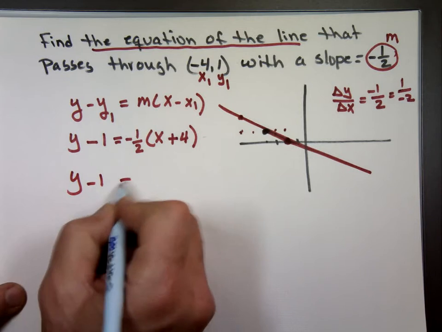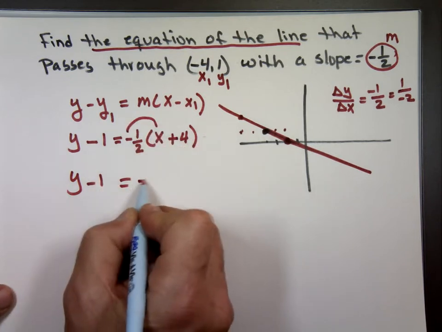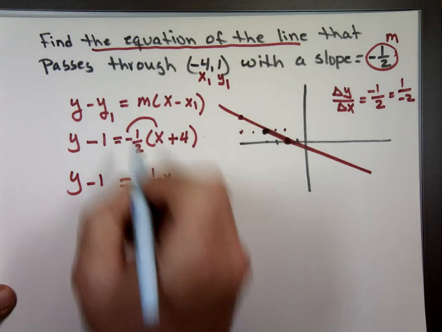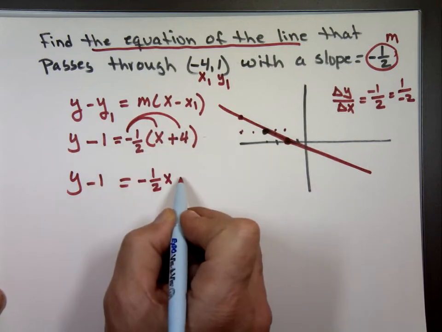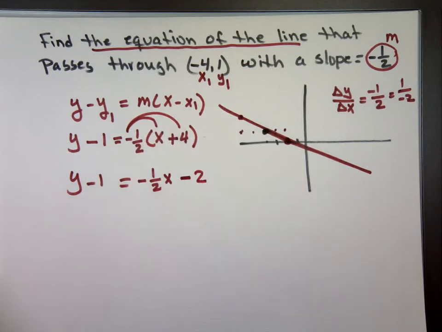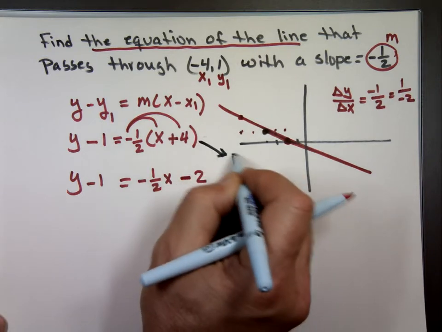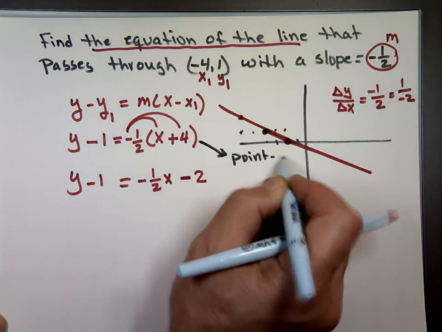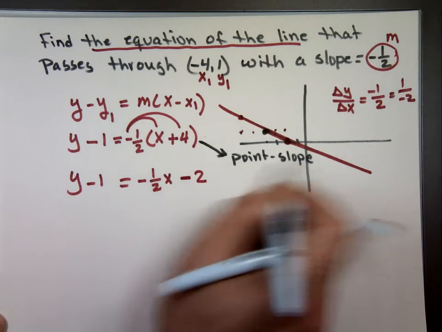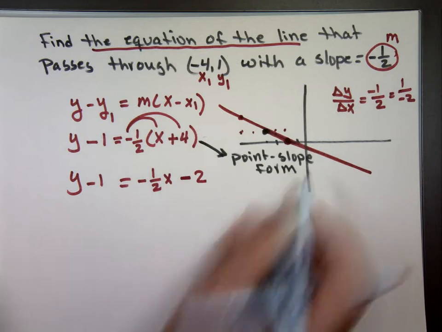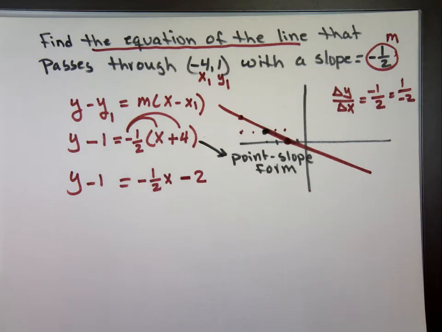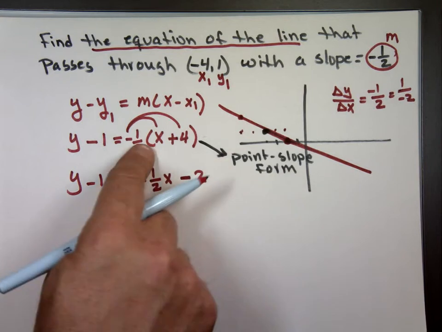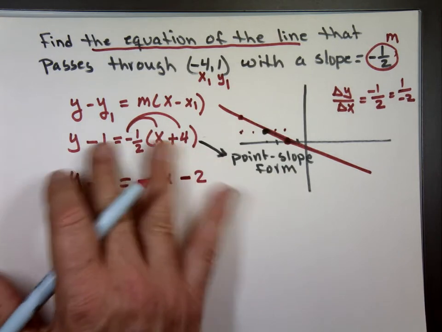y minus 1, what's minus 1/2 times x? What's minus a half times a 4? Minus 2, right? Now, if the problem says leave it in the slope point or point slope form, you stop right here. That's the point slope form. You don't simplify it. If it's point slope, you're done right here. You leave it the way it is.